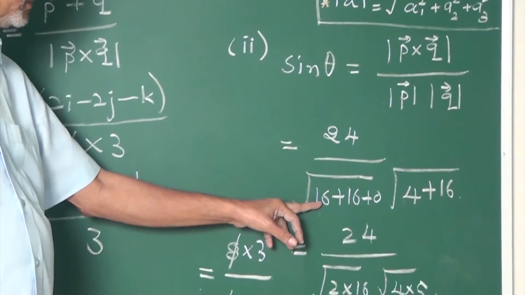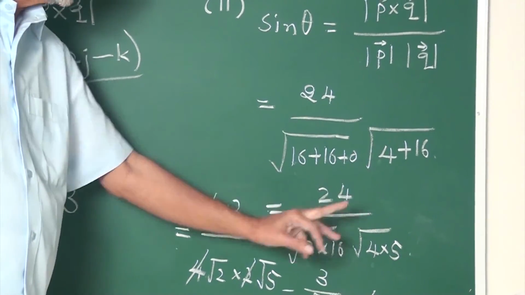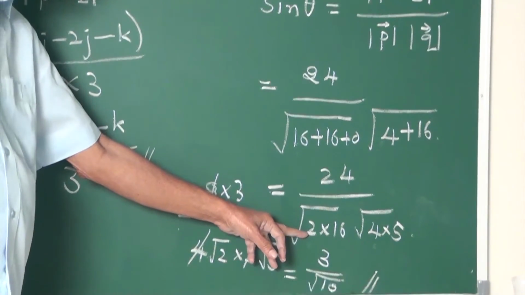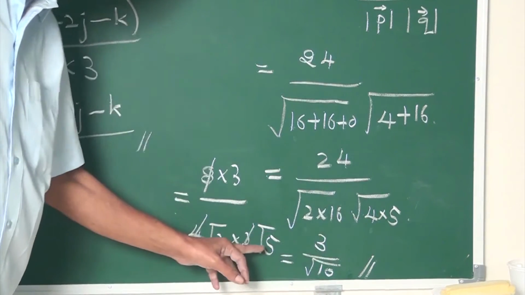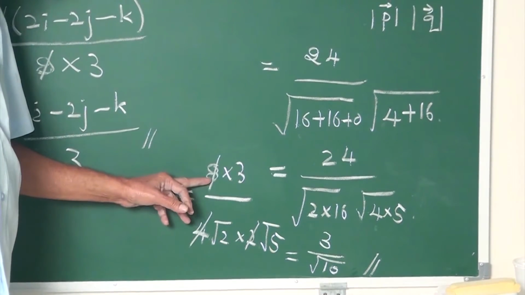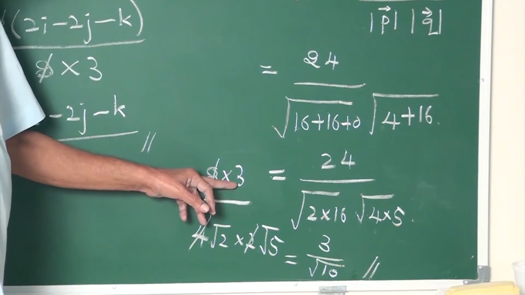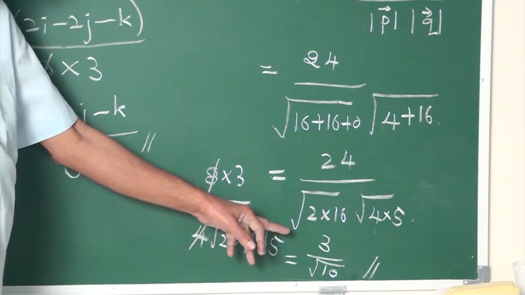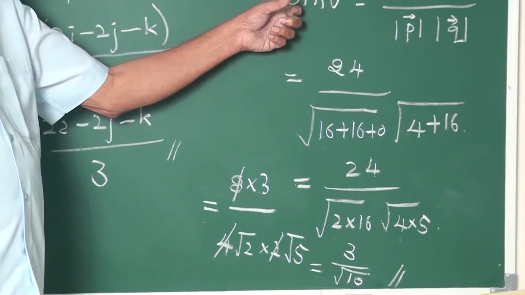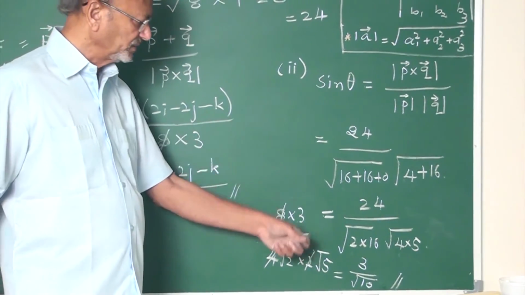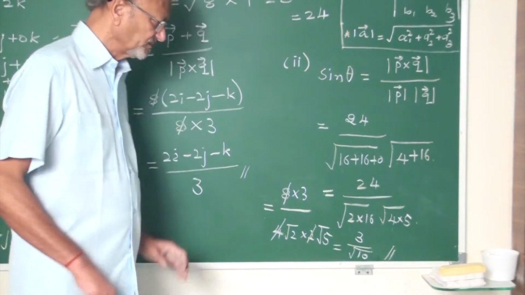It is 2 times 16. 20 is written as 4 into 5. The numerator is 8 into 3. The denominator is 2 into 4, or 4 into root 2, times 2 into root 5. 4 into 2 is 8, which cancels with 8. What remains is 3 upon root 2 into root 5, which is root 10. This is the sine of the angle between the vectors a plus b and a minus b. My friend, this is the answer.